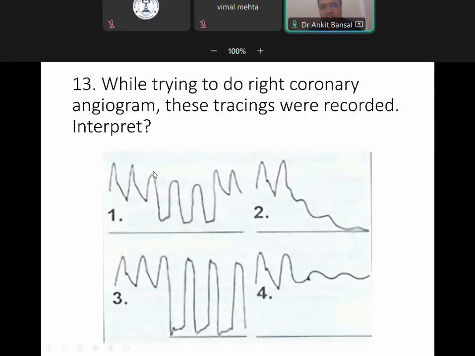So ventricularizations are the reflected LV pressures. These are not the true LV pressures. So these are different from the true LV pressure. Here the catheter has gone into the LV.